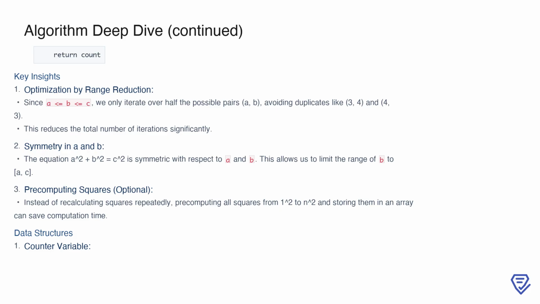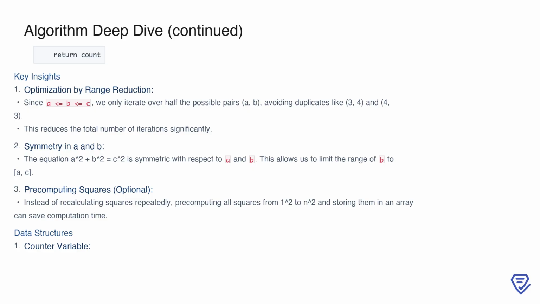While the brute force approach is straightforward, there are key insights we can use to optimize it further. One optimization involves reducing the range of our loops. Since a is less than or equal to b and both are less than or equal to c, we only need to consider half the possible pairs of a and b, avoiding redundant calculations. Another optimization leverages the symmetry in the equation a squared plus b squared equals c squared. By limiting b to a range from a to c, we effectively reduce the number of iterations without missing any valid combinations.